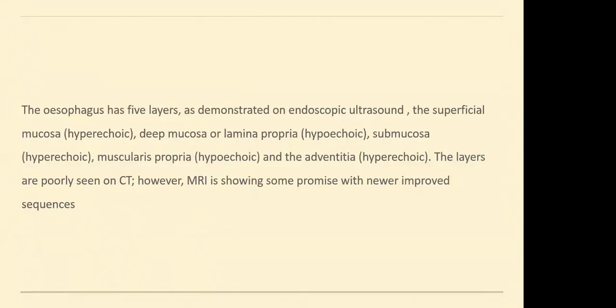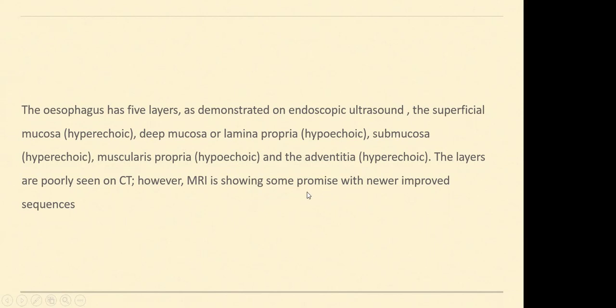On endoscopic ultrasound, the esophagus has 5 layers. These layers alternate between hyperechoic and hypoechoic bands. The superficial mucosa is hyperechoic, followed by the deep mucosa or the lamina propria, which is hypoechoic. The submucosa is hyperechoic, the muscularis propria is hypoechoic, and the adventitia is hyperechoic.